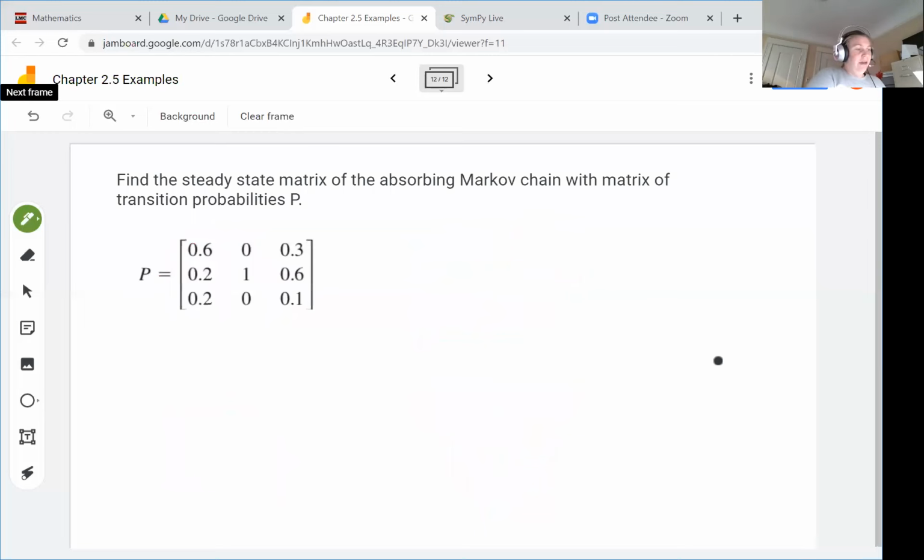So let's take a look at another example. We are going to find the steady state matrix of the absorbing Markov chain with a matrix of transition probabilities P here. Remember, we think about the steady state matrix as X with a bar at the top.